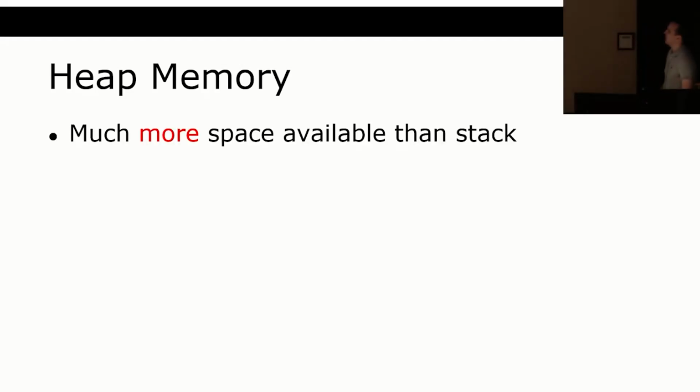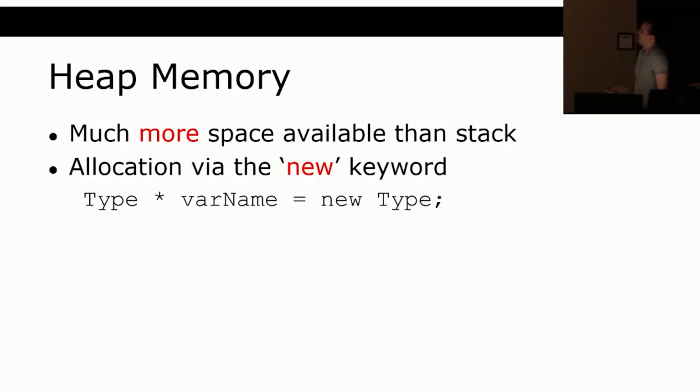Okay, so heap memory has much more available space than the stack, right? If you are running on a 64-bit operating system, you pretty much have access to all the amount of RAM that you have on your system, right? So Chrome definitely makes use of the heap. If you ever use Chrome and had it take up a ton of RAM, it's definitely using the heap. You allocate memory, as I said before, with the new keyword. And so you would say type star, again, indicating that it is a pointer to type.